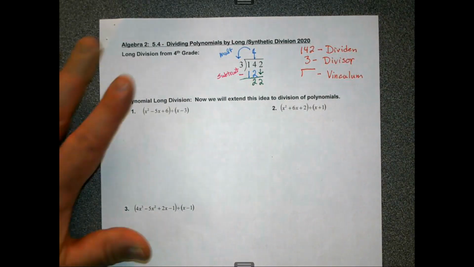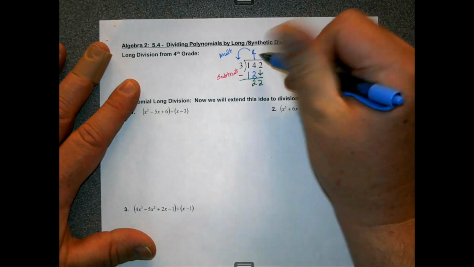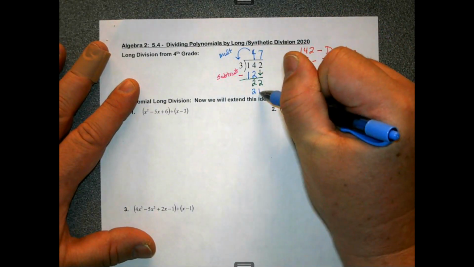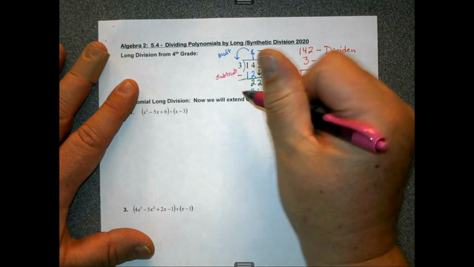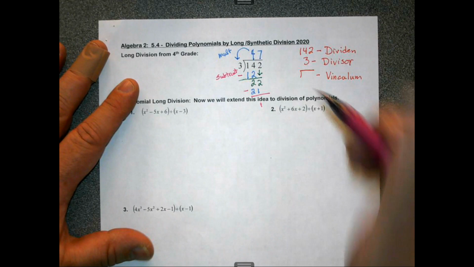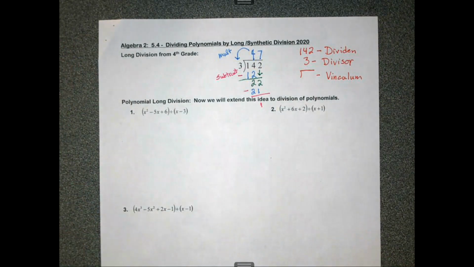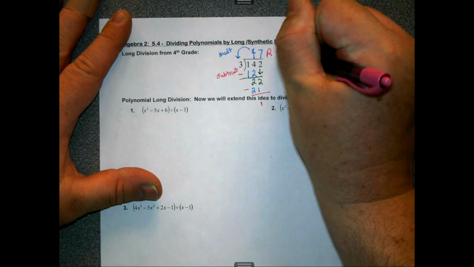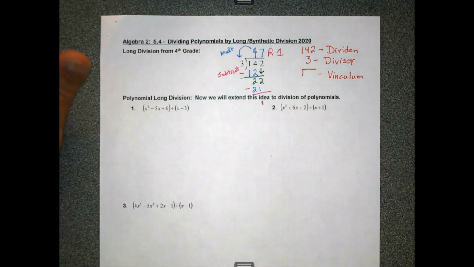3 goes into 22 how many times? 7. 7 times 3 is 21. Subtract 21, and I end up with 1. What did we do with the 1? You put a decimal point and a 0 after 142. But before you learned decimals, you did what? Remainder 1, right? And then you got older and smarter and you did decimals.